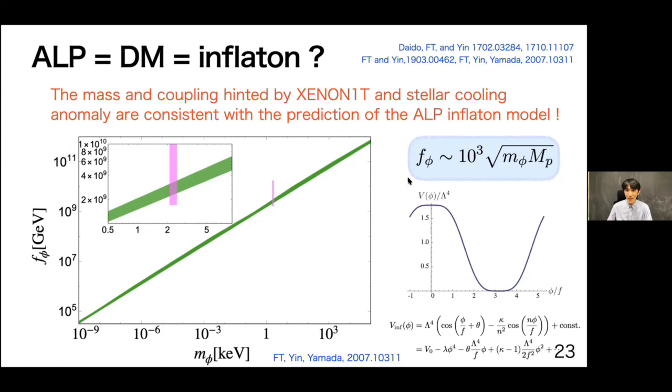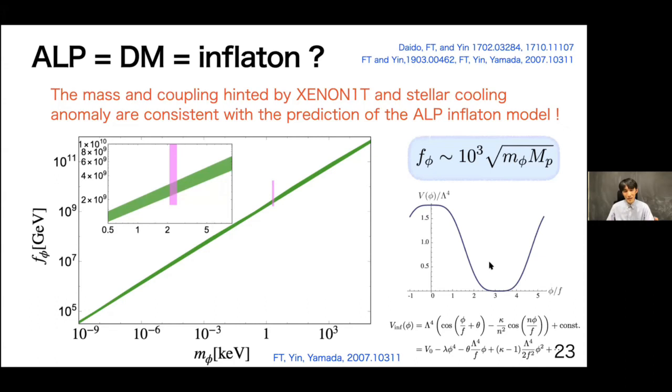So axion is also a good candidate for the inflaton because the shift symmetry can protect the potential from receiving large radiative corrections. But the simple cosine term does not give us a viable inflation model because the potential is not sufficiently flat as long as the decay constant is smaller than the Planck scale. But any periodic potential can be expanded in terms of a Fourier series. So a sum of many cosine functions, cosine phi and cosine 2 phi and so on.